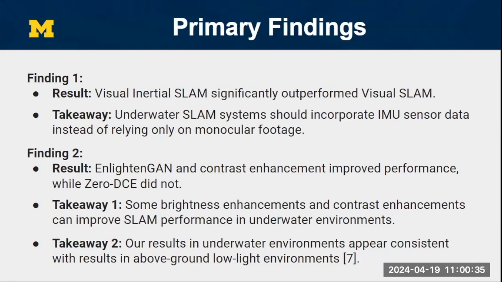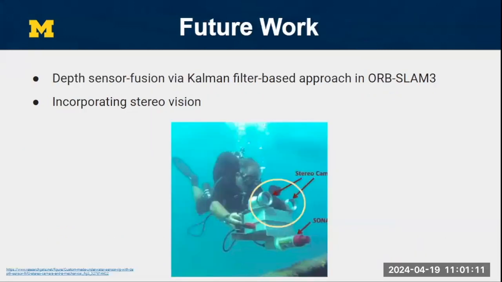Next, two of our evaluated augmentations improved performance, namely brightness enhancement with EnlightenGAN and contrast enhancement. This finding confirms our hypothesis that brightness enhancement and contrast enhancement can both be viable avenues for improving performance in underwater SLAM. In addition, when Twilight SLAM evaluated low light above ground environments, they similarly found that EnlightenGAN improved performance while Zero DCE did not. This supports our hypothesis that underwater environments and low light environments face similar challenges and can potentially be addressed similarly in SLAM methods. This slide discusses potential directions for future work.